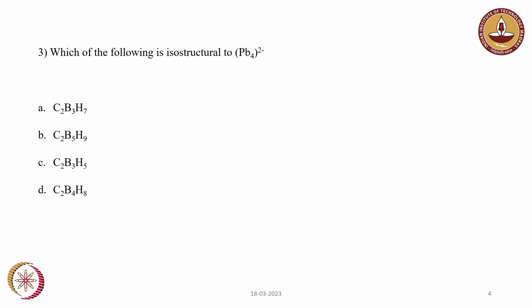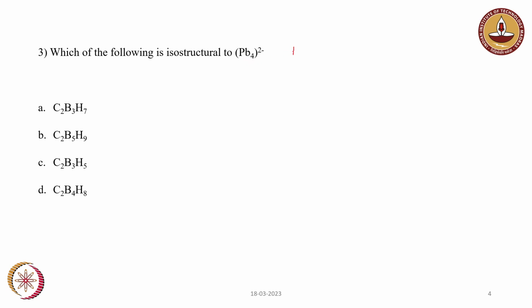Next question is, which of the following is isostructural to Pb4 2 minus? Option A is C2B3H7, B is C2B5H9, C is C2B3H5, and D is C2B4H8. So we can apply Wade's rule here and find out the SEP and structure and compare with that of the given options. So in Pb4 2 minus, lead is in the carbon group, so we can rewrite Pb as BH.